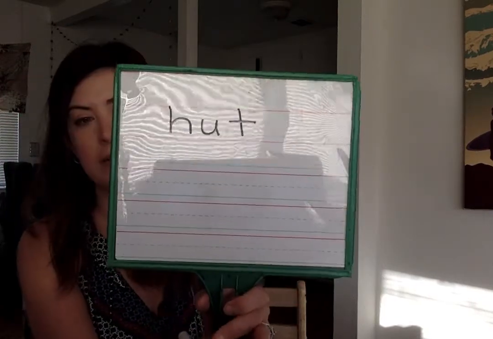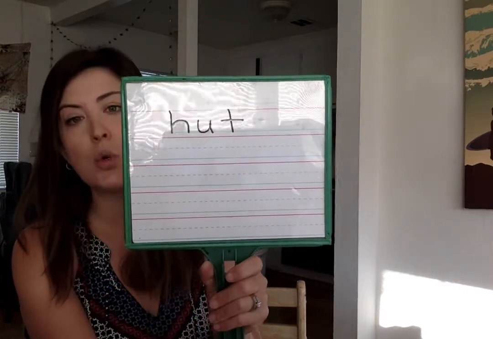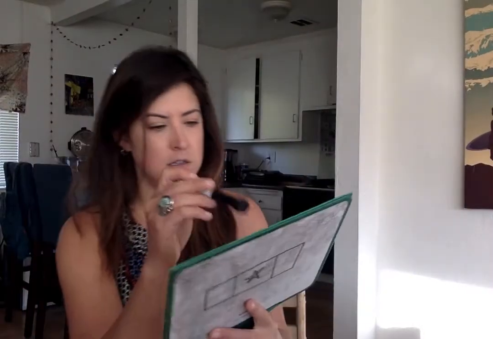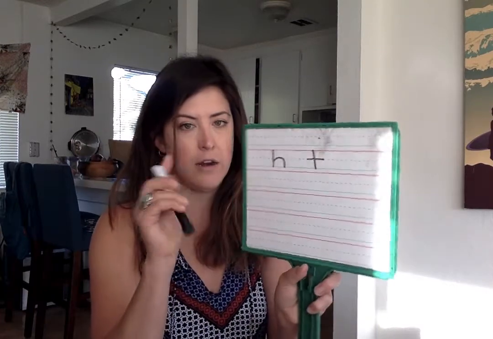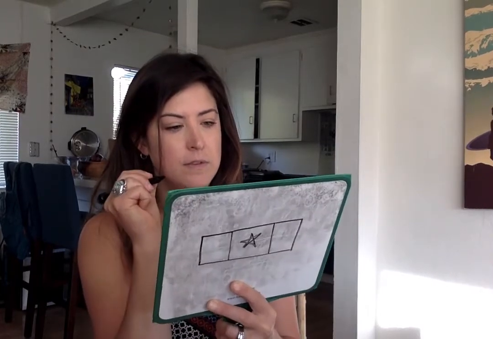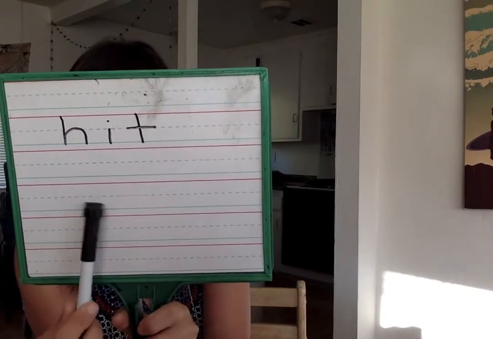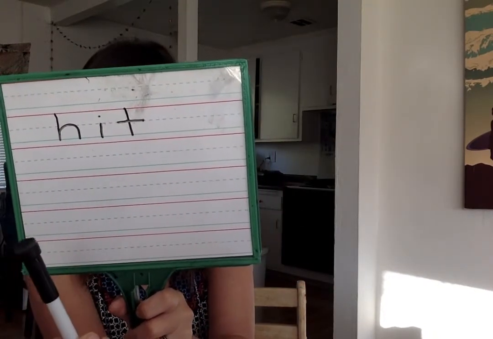We're going to only erase the middle again. Change hut to hit. Just one letter. Change hut to hit. And chin it. Should be an I in the middle now to make hit.